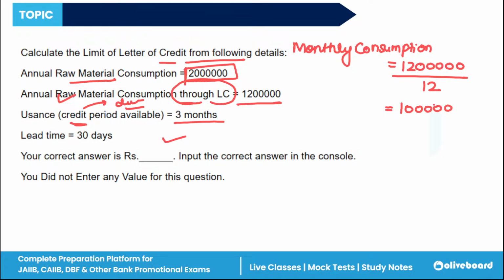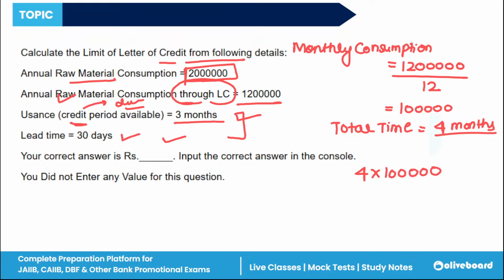And here the total time is given about 3 months. 3 months time is given, and also lead time is given, so we can say about 4 months. Total time is, if 4 months, so I can write here 4 multiplied by 1 lakh, which is equals to 4 lakh. So this is the maximum amount that can be requested through the LC while considering the credit period and lead time. So this is the answer.